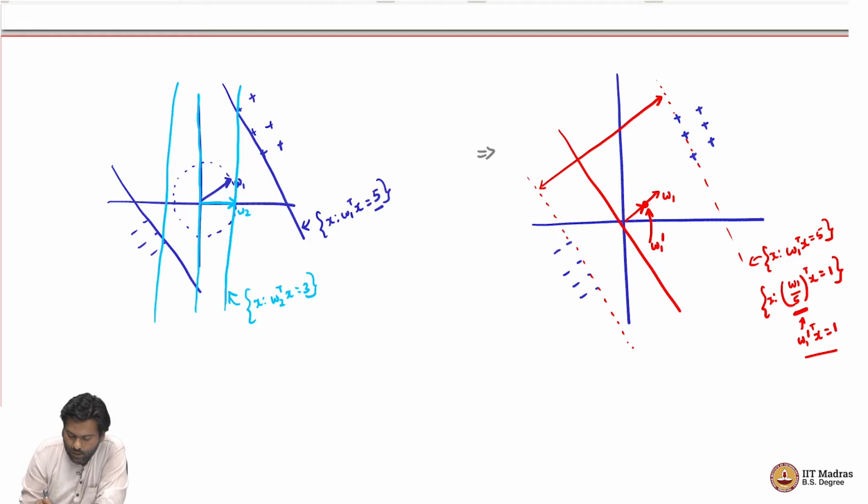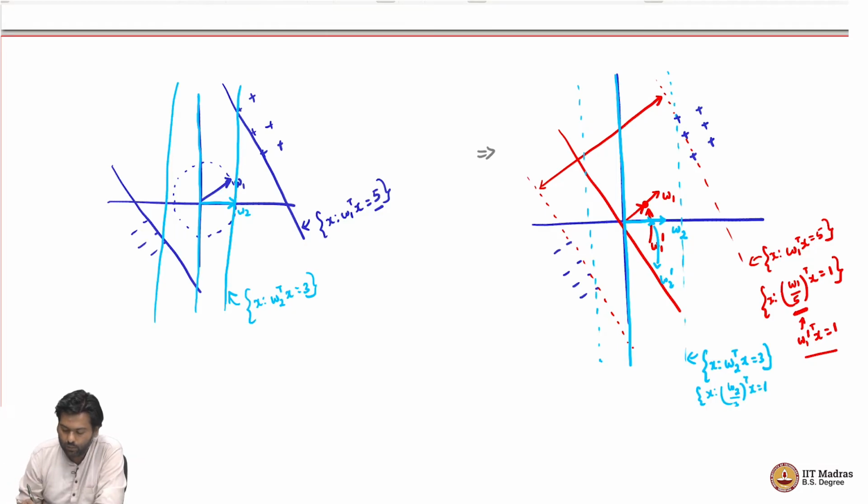The same thing with respect to W2, right. So, let us say if we start with W2 here, that would give me the light blue separator, and these would become my separating lines. Now, if this line is the set of all x such that W2 transpose x equals 3, then I have to scale this by a factor of 3 to get W2 dash, right. So, this would be W2 divided by 3 transpose x equals 1. It's the same line, but the equation is different for a different W.